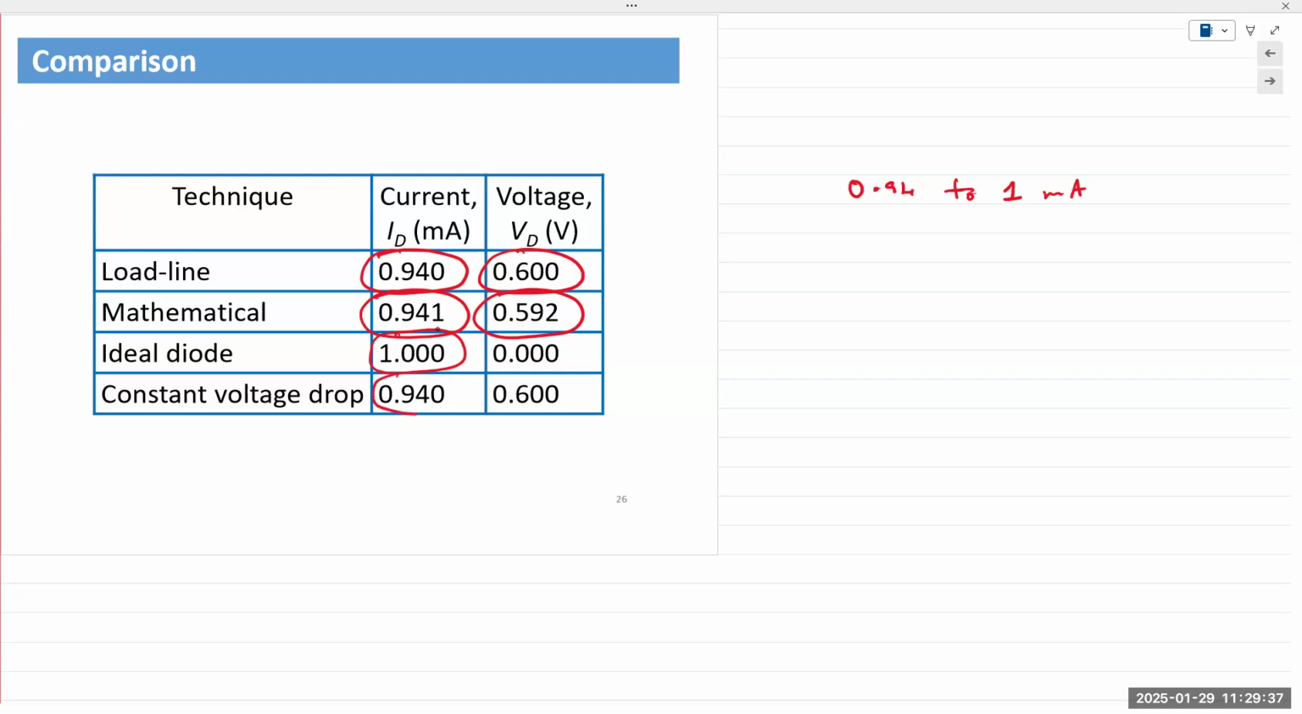And then constant voltage drop, 0.94 and 0.6. So you can see there is a very close alignment between these methods. So it's 4 different methods. Technically it's 4 methods, but ideal diode and constant diode, I just merged them as one technique. So 3 different techniques, and all results are very closely aligned. Okay.